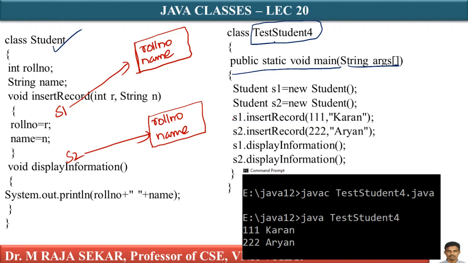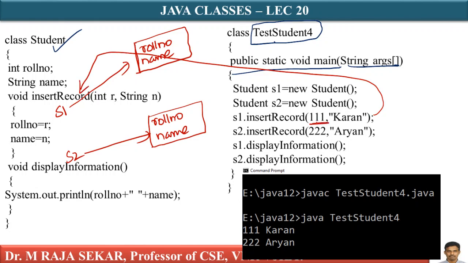I can say object dot method. This S1 can be treated as an object sometimes, isn't it? Of course, object reference variable dot method. Sometimes people call this reference variable an object. S1 dot insert record: S1 dot insert means control will go to this insert record.